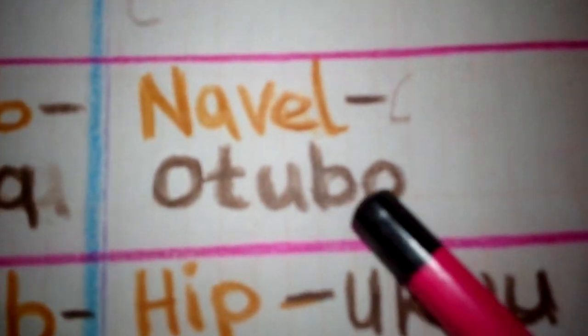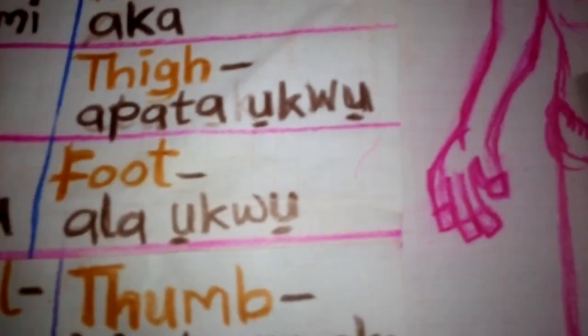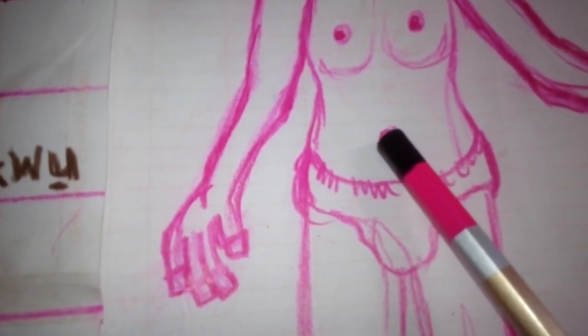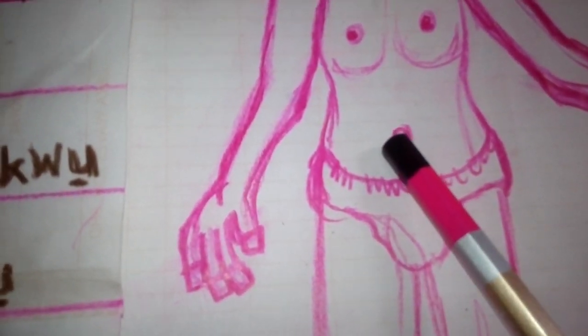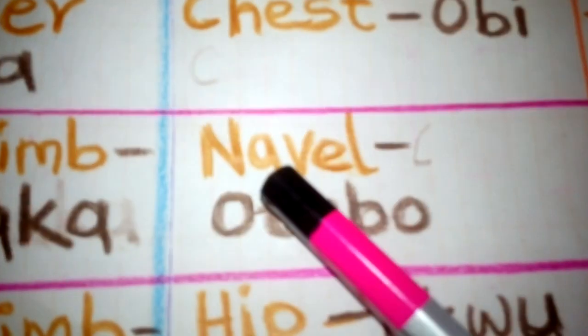Navel, otubo. Otubo is this point on your stomach. This dot here on your stomach is what is called navel, otubo.